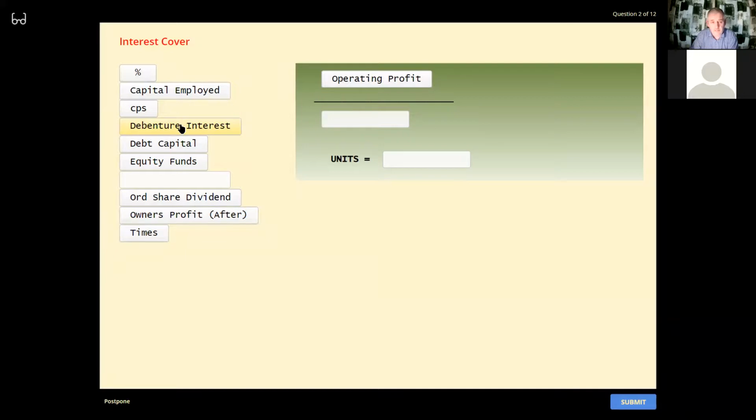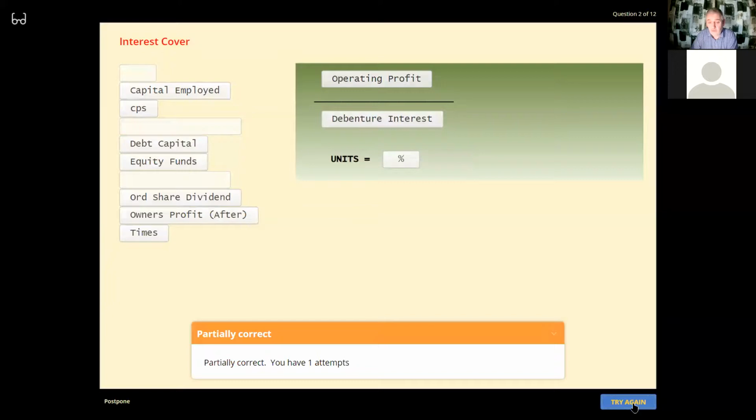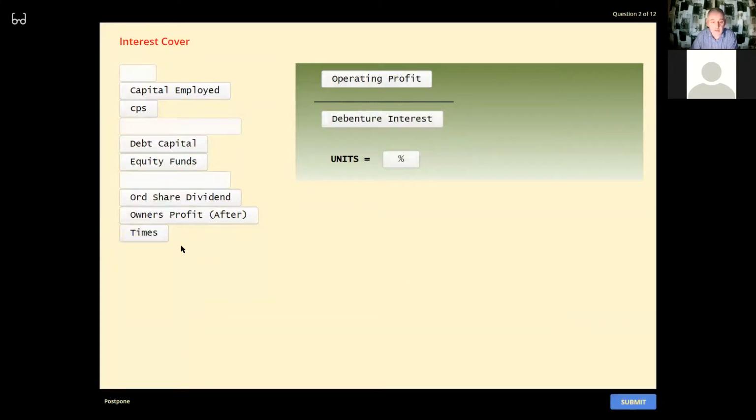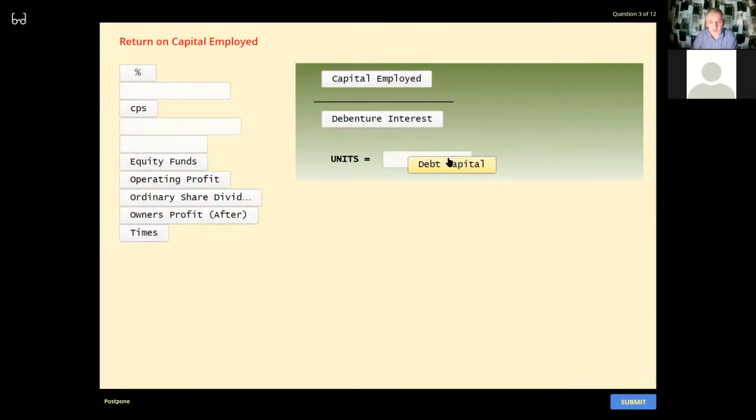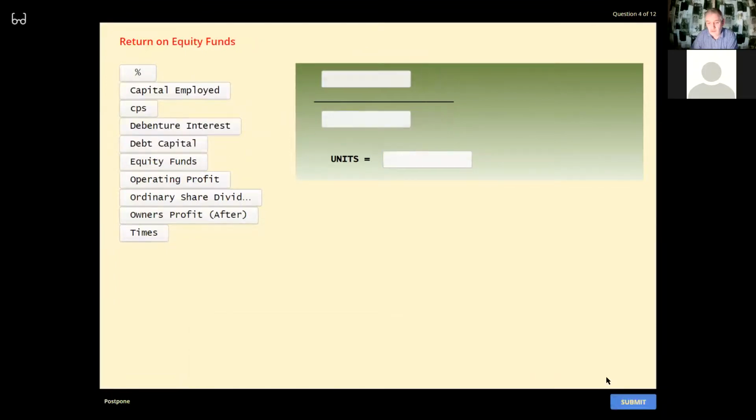So if I call it debenture and debenture interest every single time, all right, and I'm going to get that one wrong, by the way, I'm going to say percent. Okay. And if I do that, it gives me another go. So it's a learning thing as opposed to a testing thing. So if I try again, I can drag the one out and I want in there. Okay. Now I'm just going to throw out real quick.